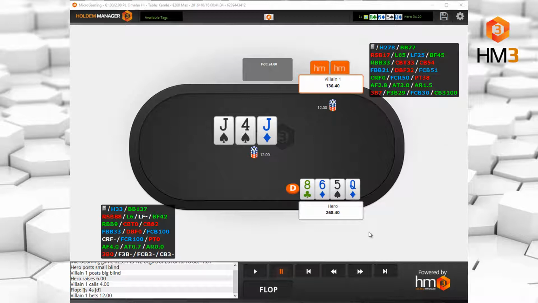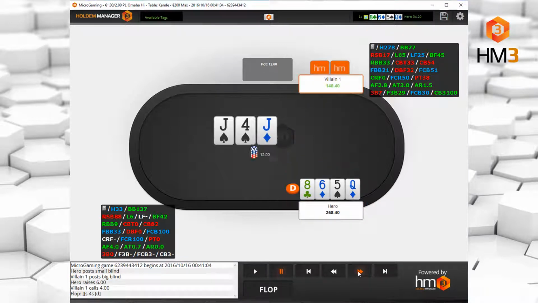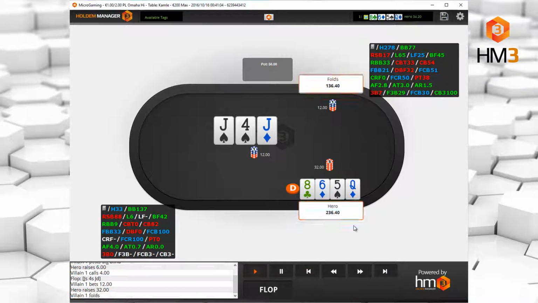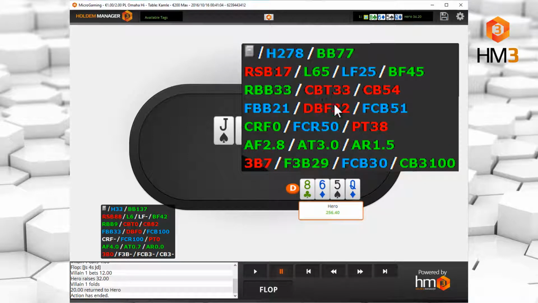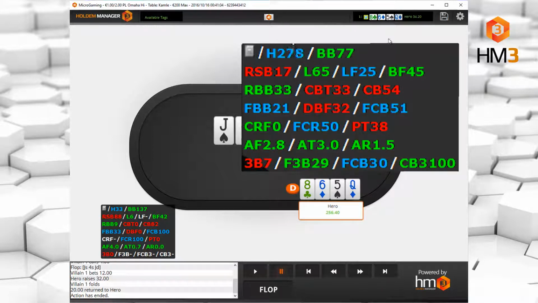So in this hand here, I raise pre-flop with Queen 8-6-5 single suited, and my opponent donk bets pot on the flop. As we can see, his donk bet percentage is 32%. He's elected 18 out of 56 opportunities to donk bet. We have a reasonably high sample size. This 32 isn't overly high, but it's not low either.